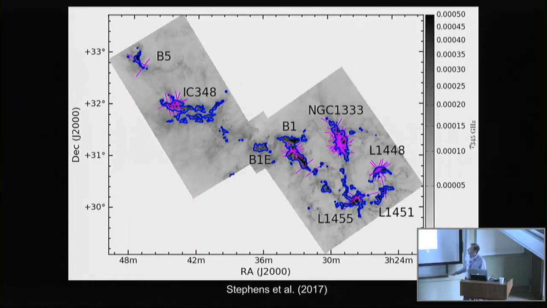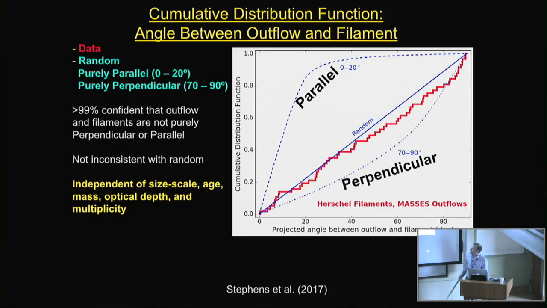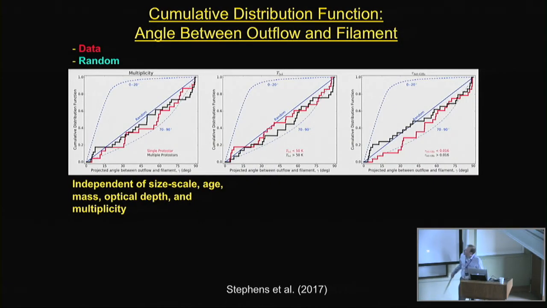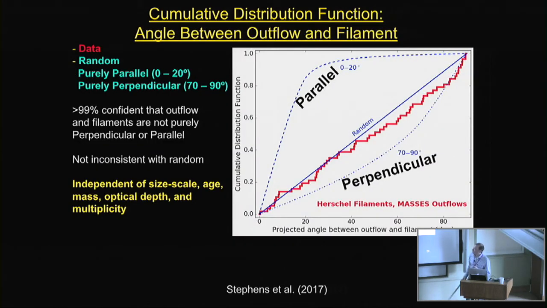If you just look real quick, this is the entire Perseus molecular cloud, and I just drew the outflow direction for each one of these sources, and you can see throughout the MASSES cloud, everything's kind of randomly distributed. It doesn't matter where you are in the Perseus cloud. So regardless, if we look at things like the multiplicity or the age or the column density, we're getting pretty random distributions between outflows and filament directions, regardless of what we see.